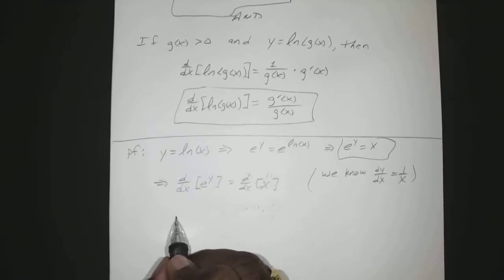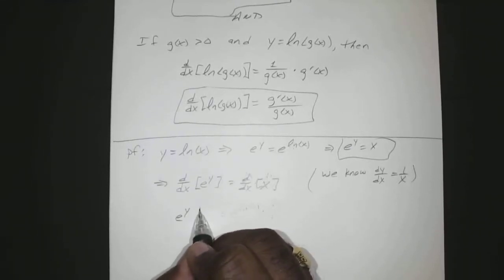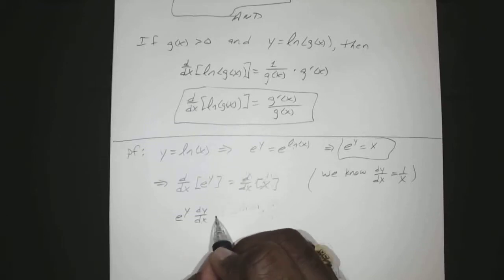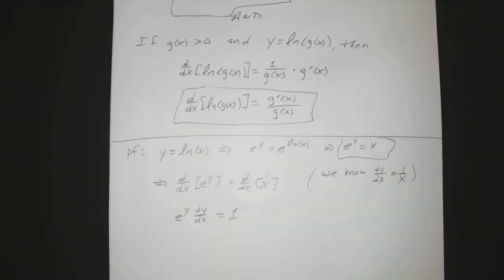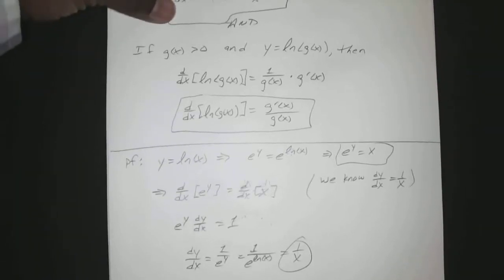Okay, now we have our e to the y times dy/dx equals 1. Okay, divide both sides by e to the y, you get dy/dx equals 1 over e to the y, which gives us 1 over e to the natural log of x, which is just 1 over x. My steps got mixed up somewhere.